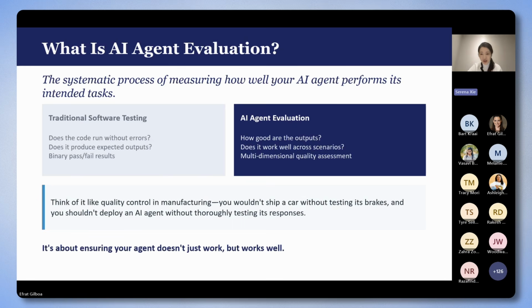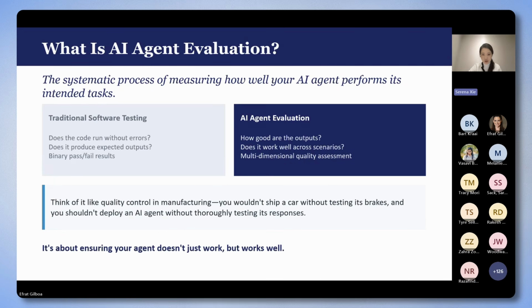So, what is AI agent evaluation? At its simplest definition, it is a systematic way, a process, to measure how well your agent performs its intended task. But why do we call it evaluation instead of testing? Because there's a key difference from traditional testing. With traditional software testing, you're asking, does the code run? Does it produce the expected output? And the answer is always binary, pass or fail. However, with an AI agent, the question is different. It's not simply does it work, pass or fail, but how good it is. And it's a much harder question to answer.